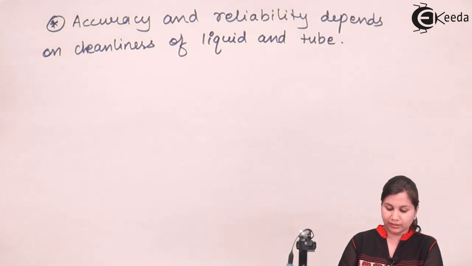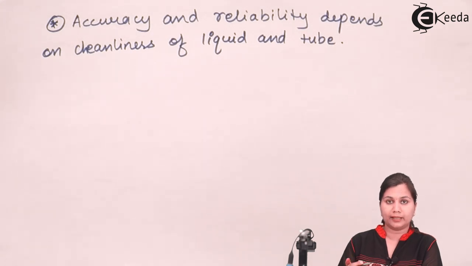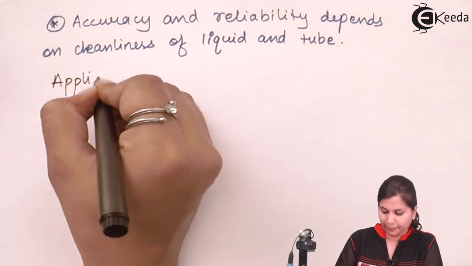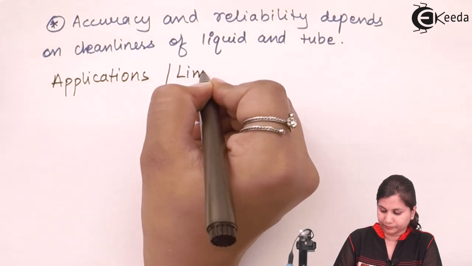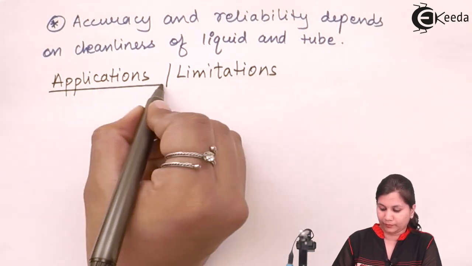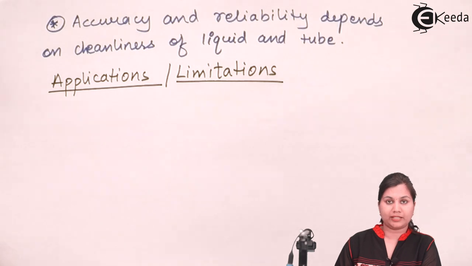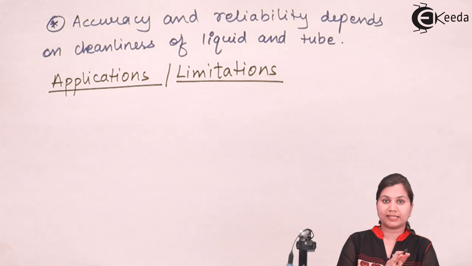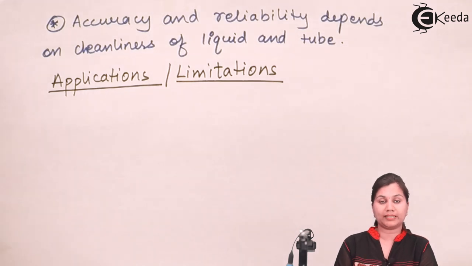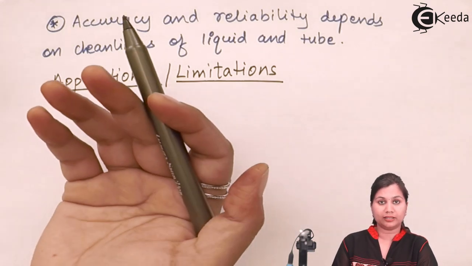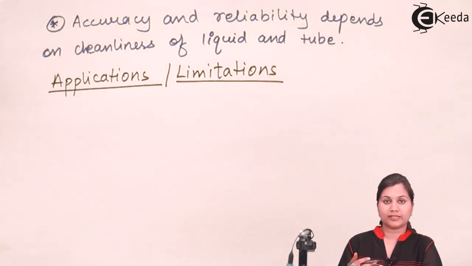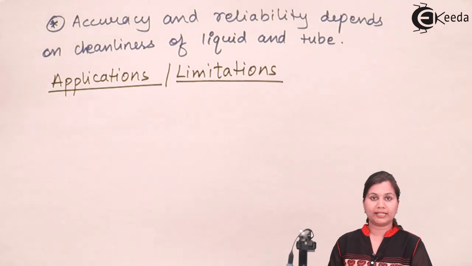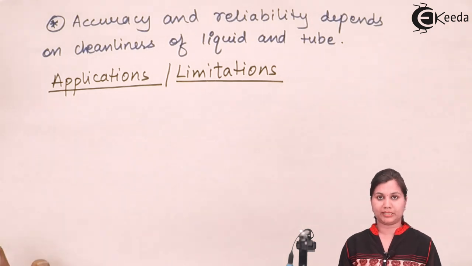Now next comes the applications along with its limitations. We are discussing applications and limitations together because this method will be applicable in some cases, whereas it will not be applicable in other situations. So what are its limitations, that is, why can it not be used in such conditions? So we are studying its applications along with its limitations.